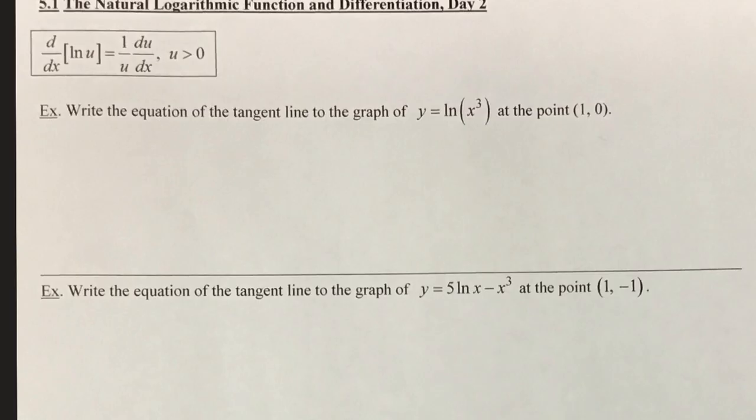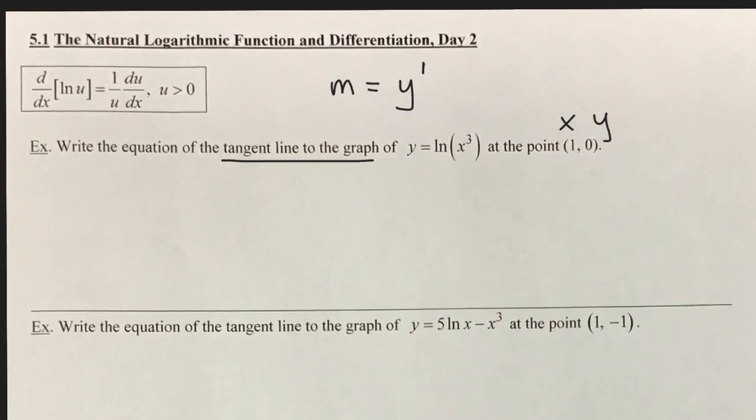Okay, let's change gears here and look at a couple more of these natural log things, right? The equation of the tangent line at the point 1 comma 0. Okay, so here's your x, there's your y. So all we need to find is your slope. And how do we find the slope? That's the derivative. Okay, so we need to find the slope, which is the derivative.